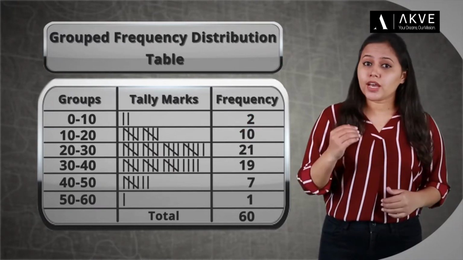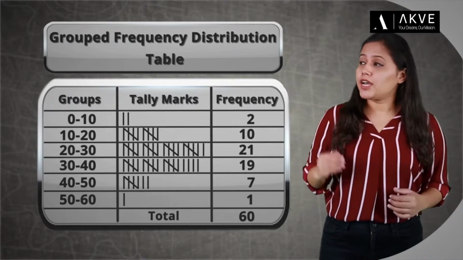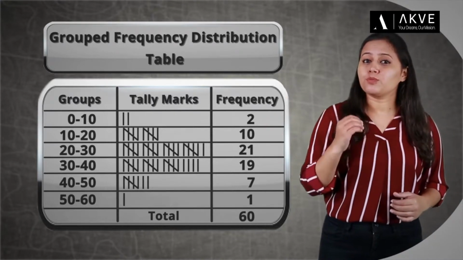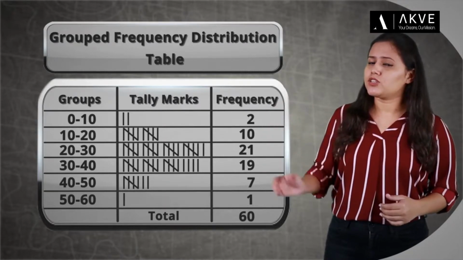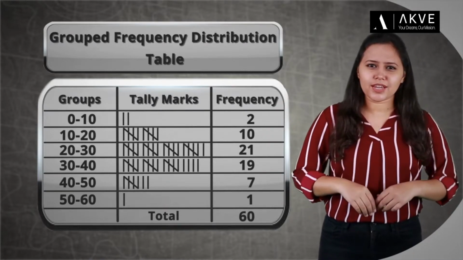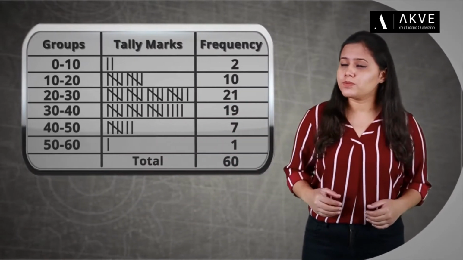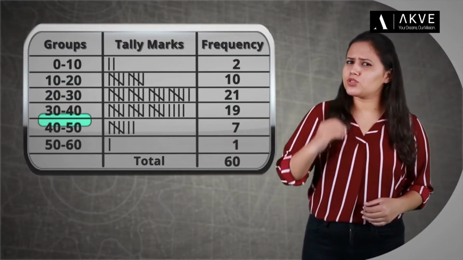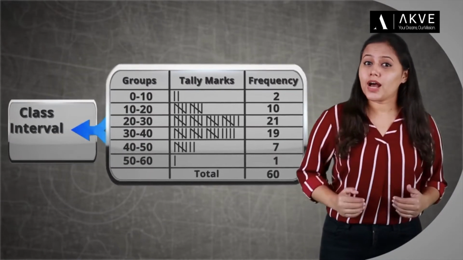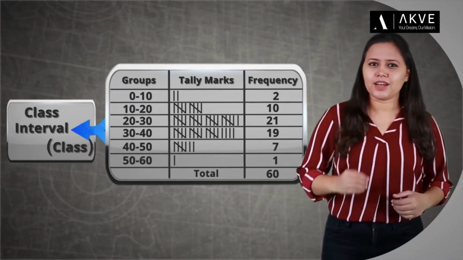So, it's quite evident that grouping data in this form helps in obtaining important information where the data sets are large and have too many unique entries. Now, each of these groups like 0 to 10, 10 to 20, 20 to 30 and so on is called a class interval or simply a class.